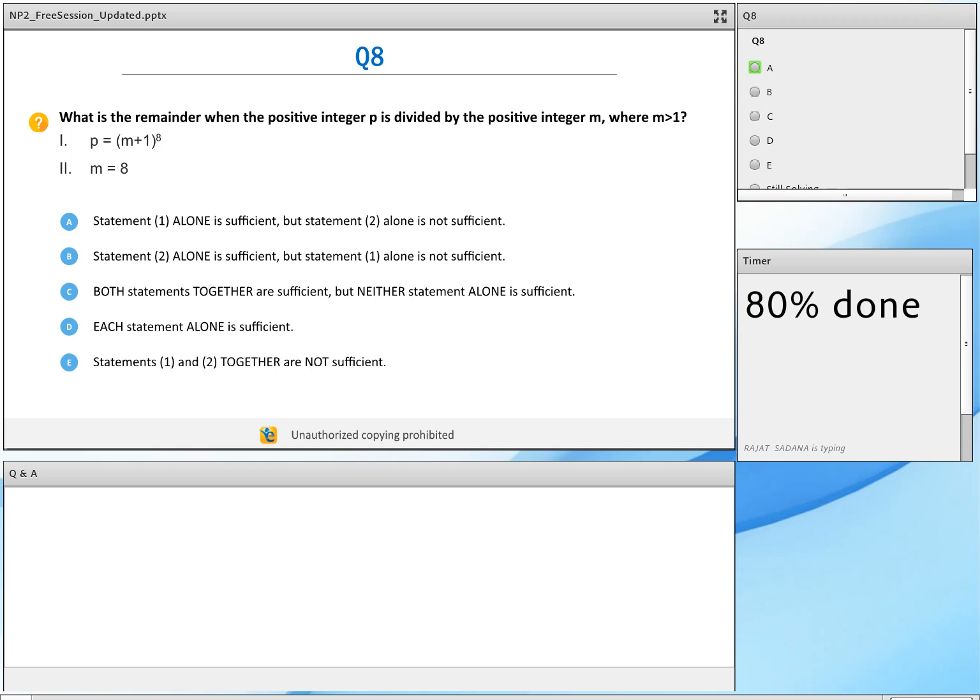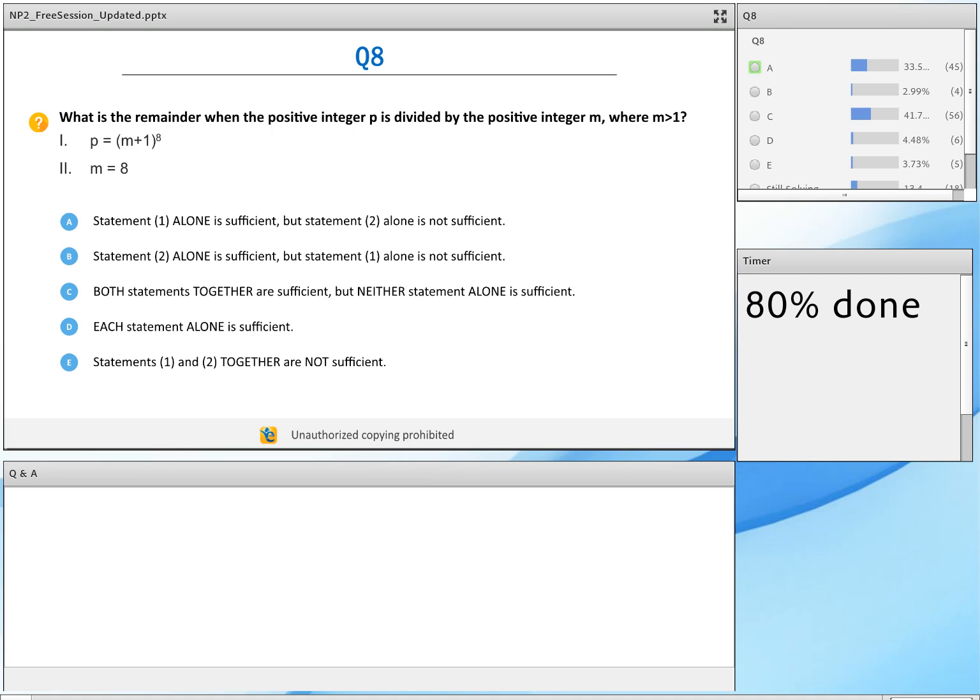All right, 80% of you are done, guys. Let's get the answer in. 5, 4, 3, 2, and 1. All right, let me end the poll. I'm going to broadcast the results. Choice C is the most popular choice.